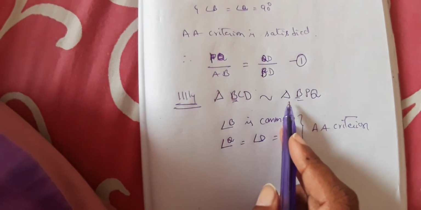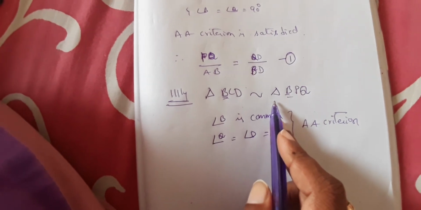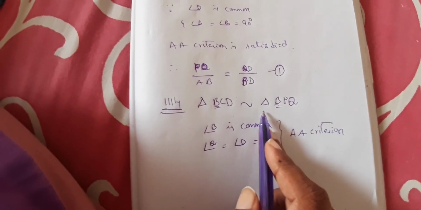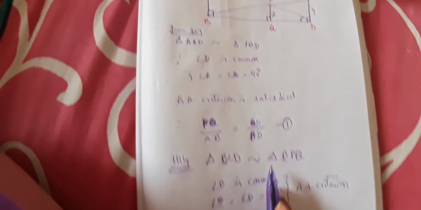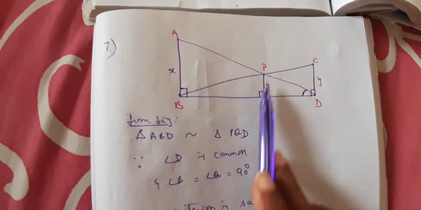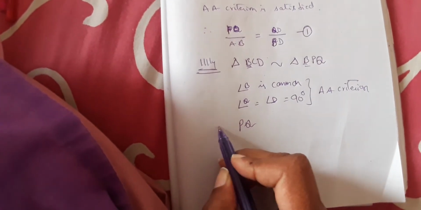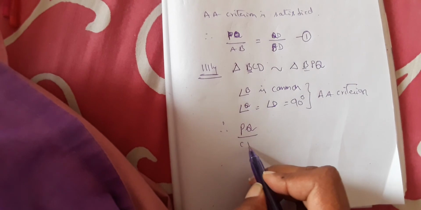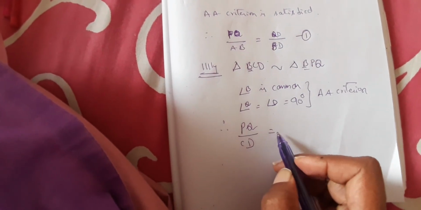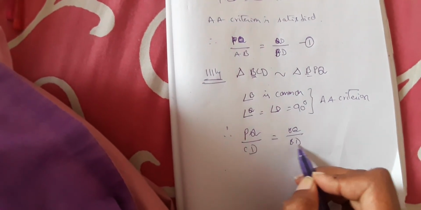When they are similar, again I can take the ratio of their corresponding sides. I want Y to be in the denominator. So let's see the diagram again. I want Y to be in the denominator, so I will take PQ by CD. Therefore PQ by CD is equal to, PQ corresponds to base BQ, so BQ by BD. Let this be equation 2.